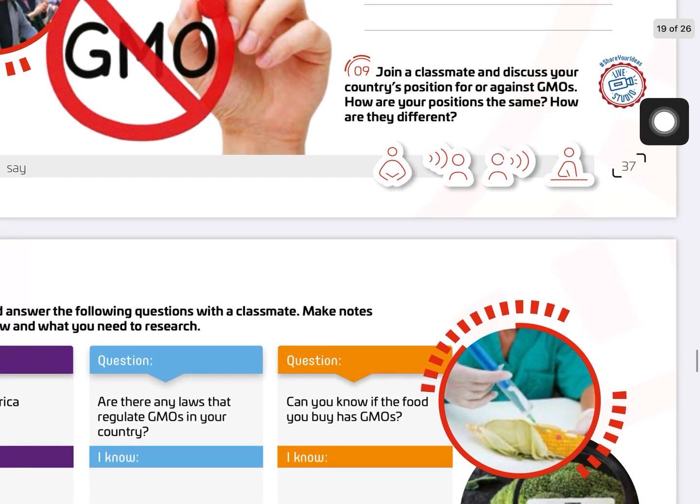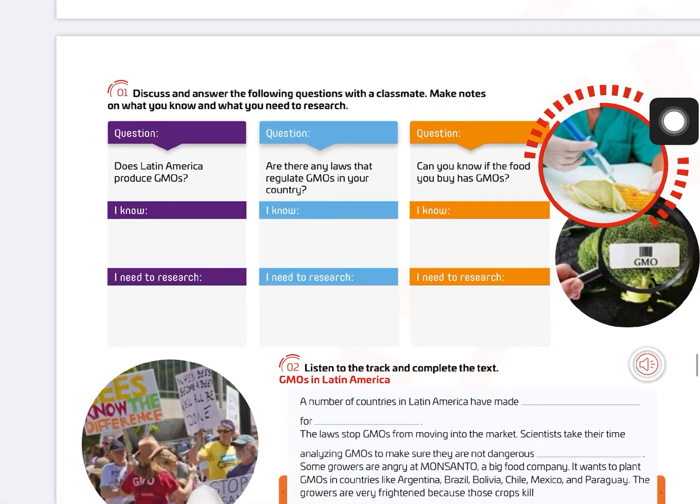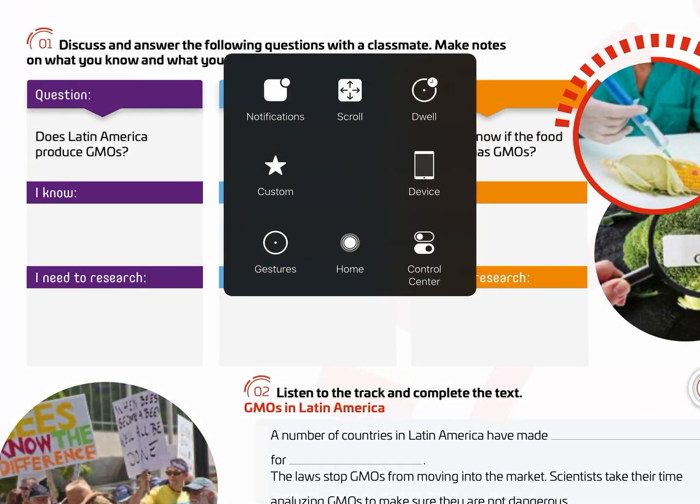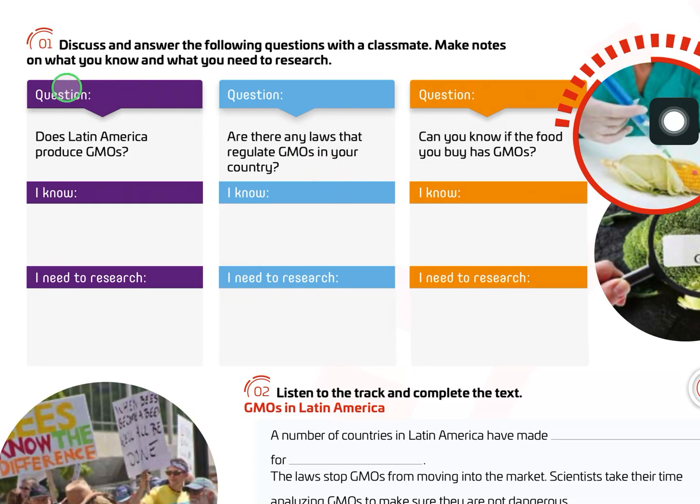Now that point is in class. Okay, don't worry, it doesn't matter. And we go to page 38, and it says, here you're going to discuss and answer the following questions with a classmate. Make notes on what you know and what you need to research, to investigate. Yes? So, you have one important question here, that is, does Latin America produce GMOs?